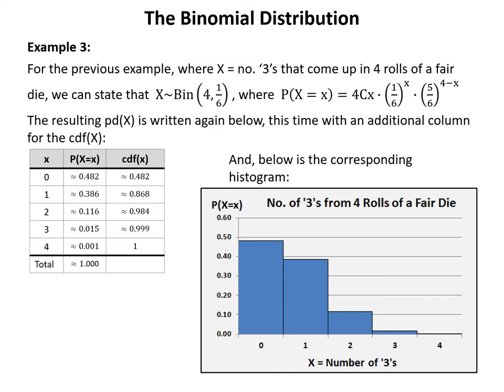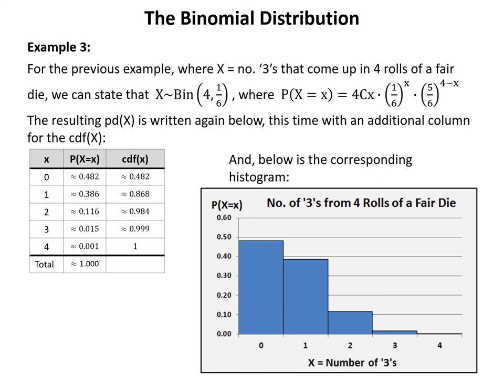So the resulting probability distribution, the PD of x, is written again below, this time with an additional column. We will also include the CDF for x. And so now you see we've got the table where we've got the x values from 0 through 4, and we have the probabilities that we calculated previously. And then the CDF is just the cumulative distribution function, and we can see by definition that the sum of the probabilities is 1. And that the value of the CDF for the greatest value of x, which is 4, equals 1.